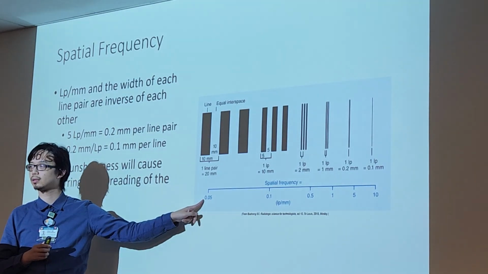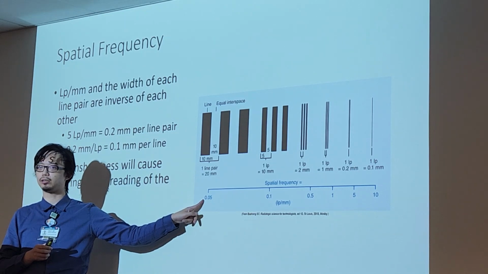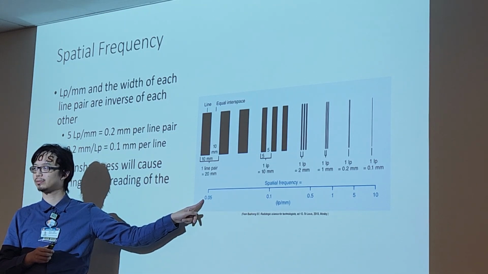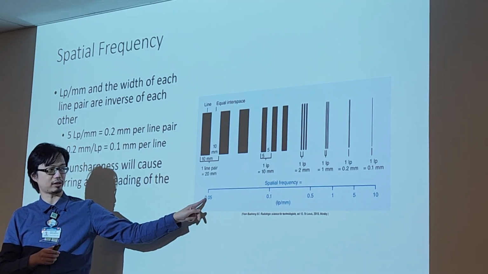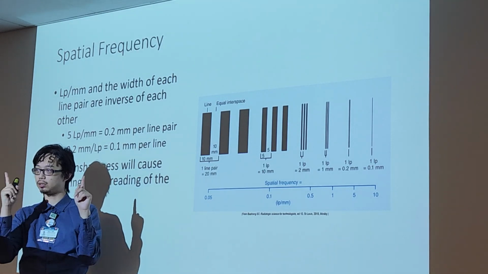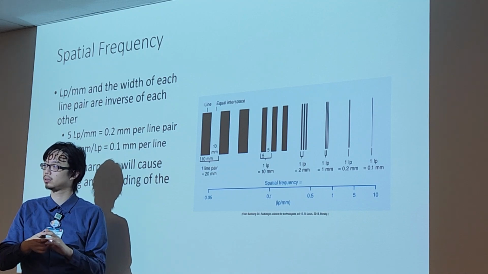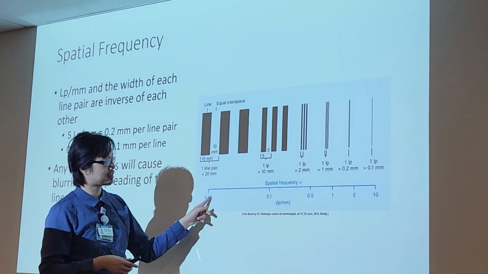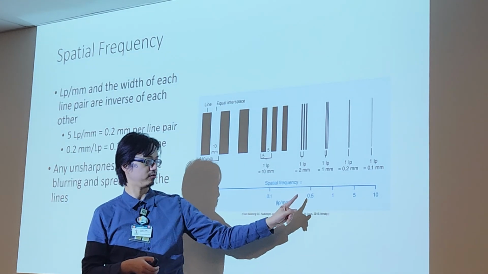So the first number, 0.05, is line pairs per millimeter: how many line pairs you can fit inside 1 millimeter. So the bigger this number is, the smaller your lines are, because as things get smaller, you can fit more stuff in the same space. So let's say that instead of 0.05, we now have 0.5.